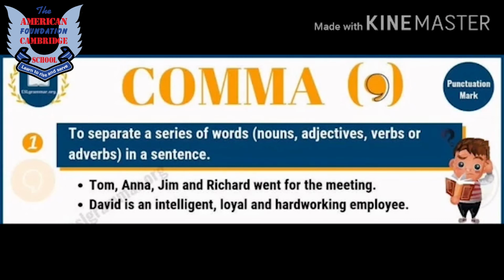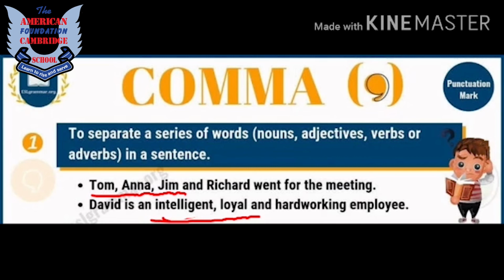Now another common use of comma that you have studied previously many times, that is to separate a series of words that can be nouns, adjectives, verbs or adverbs in a sentence. Now look at the first sentence. Tom, Anna, Jim and Richard went for the meeting. If you are not using commas, somebody might think Tom, Anna, Jim is one person. No, to put a focus on separation of different people, here we are using commas. Tom, comma, one person. Anna, comma, second. Jim, third one. And Richard is the fourth one.